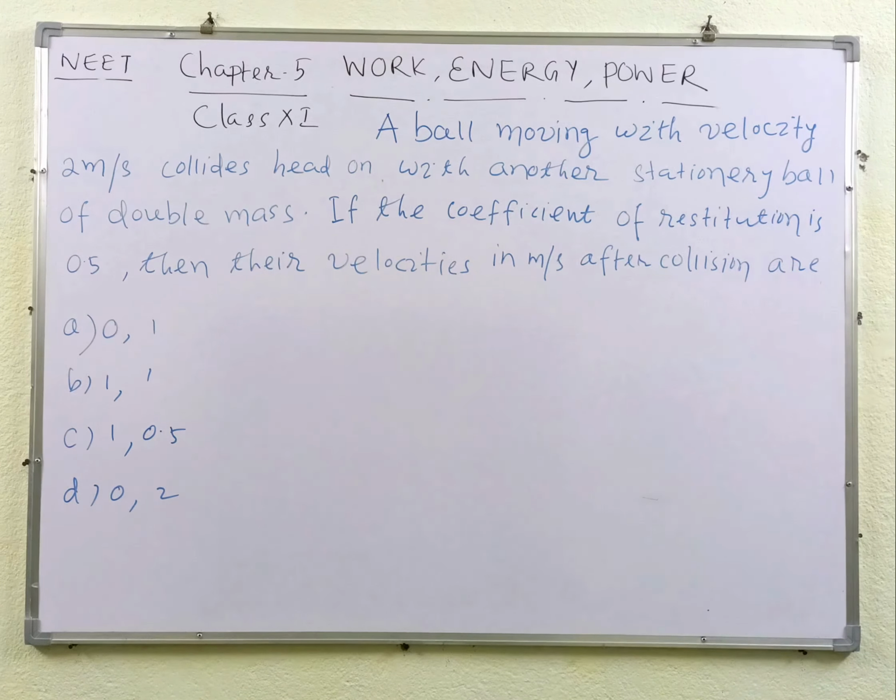Students, this question was asked from chapter 5 of class 11, that is from the chapter of work, energy and power. The question tells that a ball moving with velocity 2 meter per second collides head-on with another stationary ball of double the mass. If the coefficient of restitution is 0.5, then their velocities in meter per second after collision will be how much among the given four options.